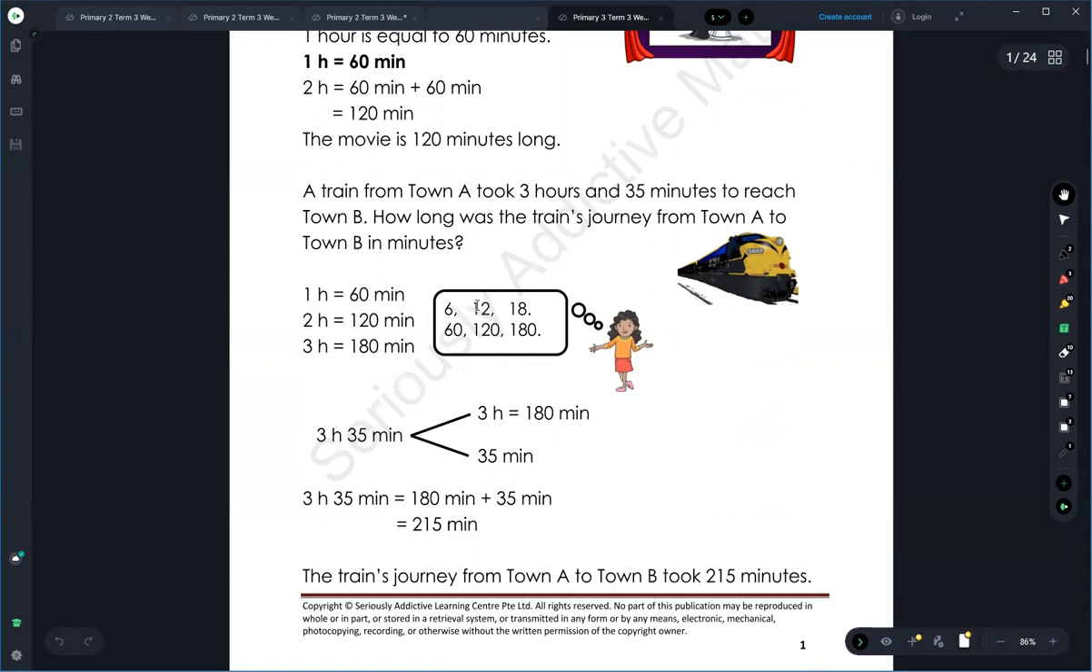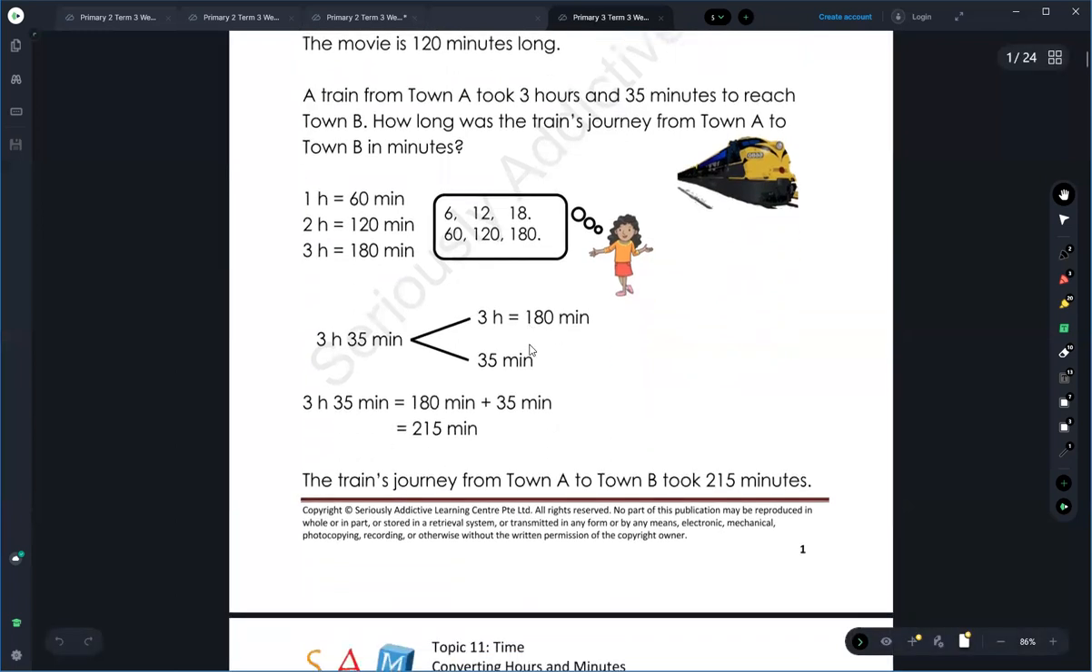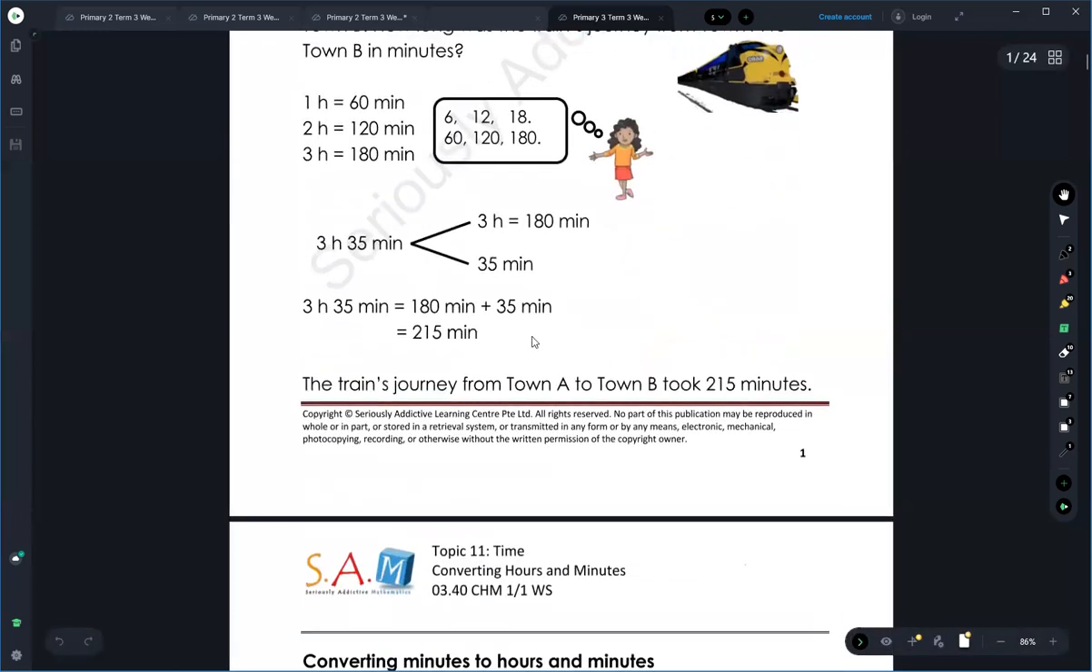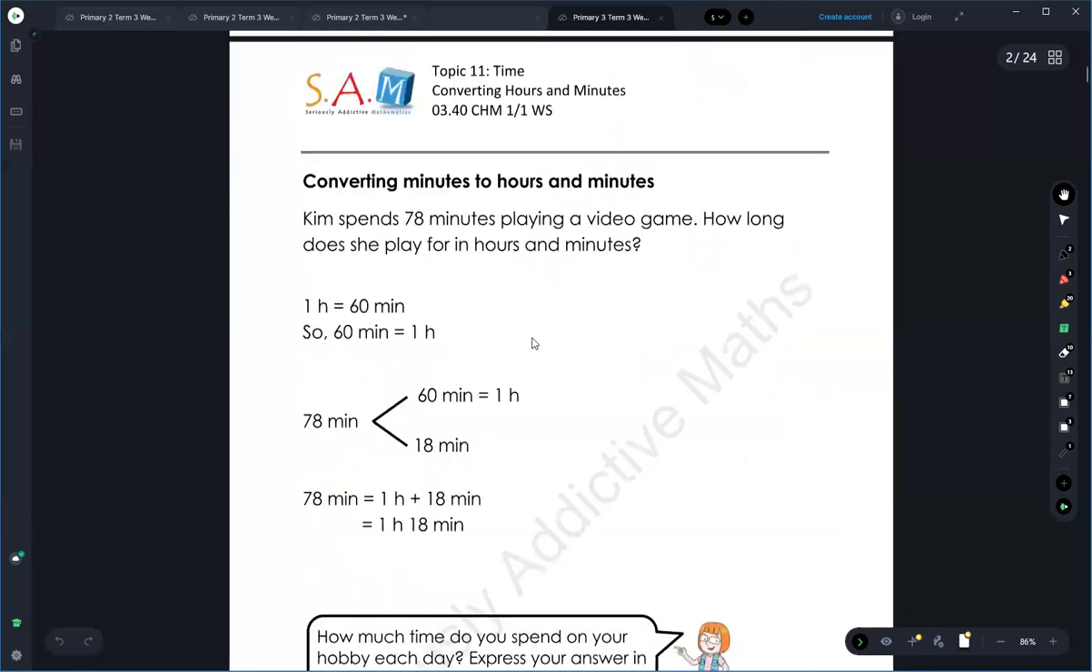Okay, so for this question here, a train from town A took 3 hours 35 minutes to reach town B. Okay, how long was the train journey? So they need to split up, right? 3 hours 35 minutes into 3 hours, convert it into minutes first, right? And then minutes will be minutes itself. I think they have done a bit of this in P2 as well, right? So quite similar. And then they add together, 250 minutes. All right.